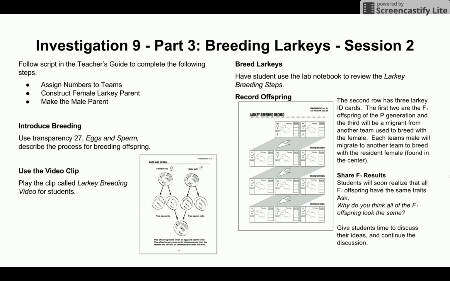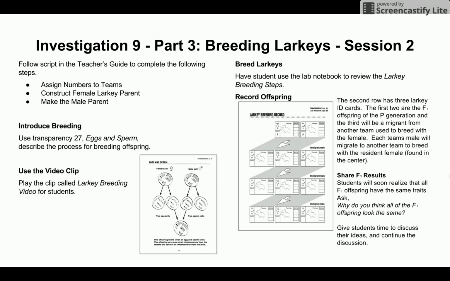Introduce breeding using Transparency 27. Again, make sure students view the video clip of Larky breeding as well as using the student notebook for Larky breeding steps. Take the time to discuss the Larky breeding record.